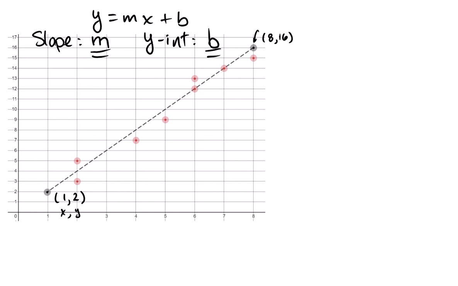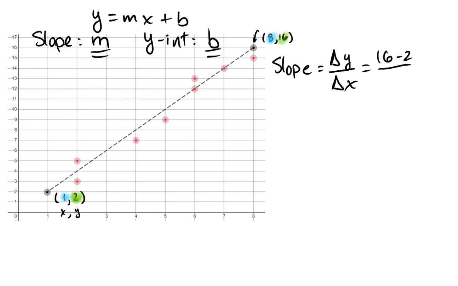I'll remind us that the slope of any line is how much y changes, how much the y-coordinates change, divided by how much the x-coordinates change. My y-coordinates in this situation are 16 and 2. And my x-coordinates in this situation are 8 and 1. So let's do the change in y. That's going to equal 16 minus 2. This time I'm going from the point in my upper right corner and subtracting the one in the lower left. So 16 minus 2.